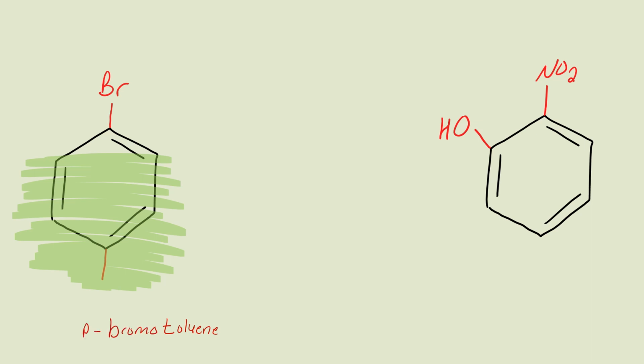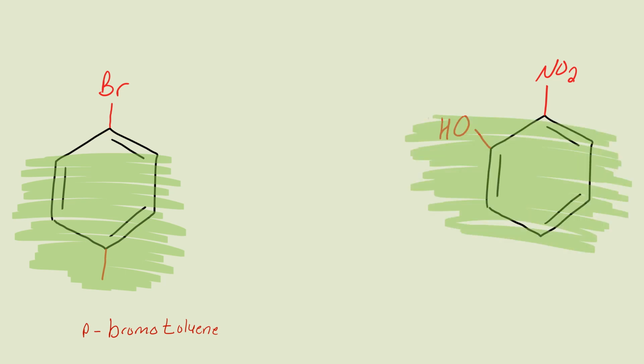Let's try another one. Here we have a phenyl group. The substituent is called nitro and it's in the ortho position, so this one is called ortho-nitrophenyl.